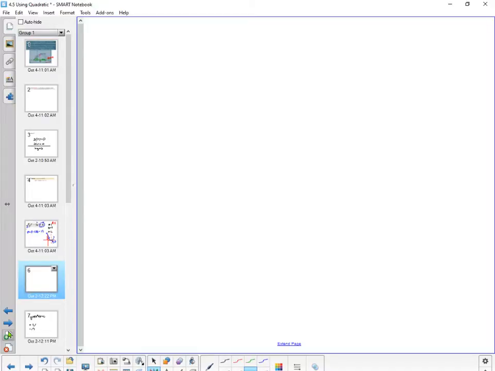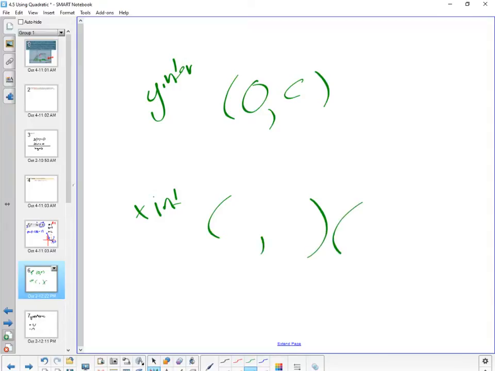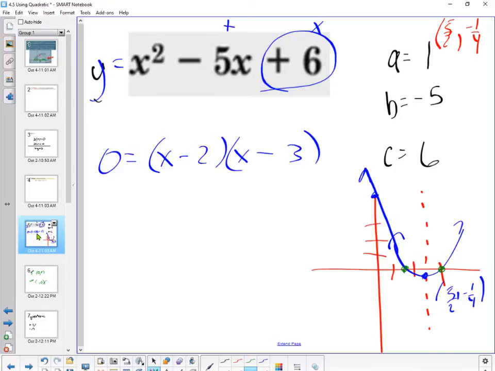How do I find a y-intercept? I make x 0, don't I? So our y-intercept is at 0, comma c. To find x-intercepts, guess what we do to y? We make it 0. So that's what we're doing when we do this. We're taking our equation and we're making y equal to 0. That gives me x-intercepts.